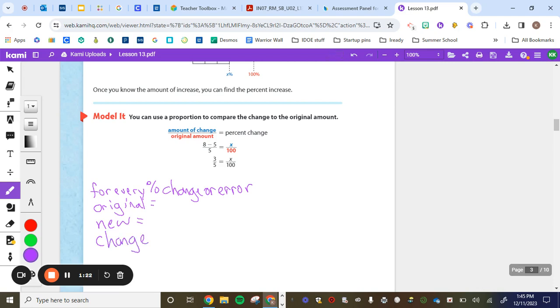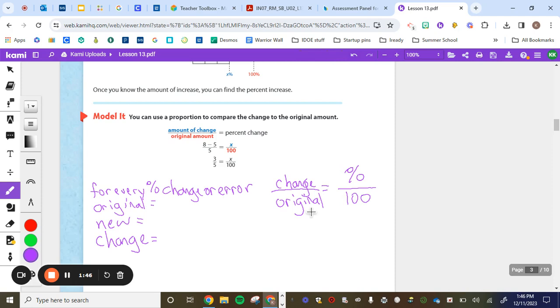Because in the percent proportion, notice that the amount of change is the top of your proportion. So your change is the top of the proportion. The original is the bottom of the proportion. Notice the new number doesn't go anywhere in the proportion, only the change. Then it's still percent over 100.